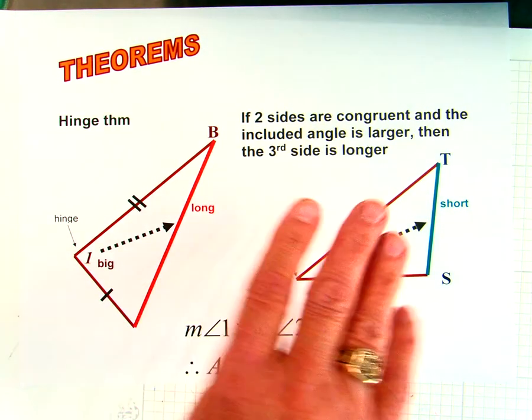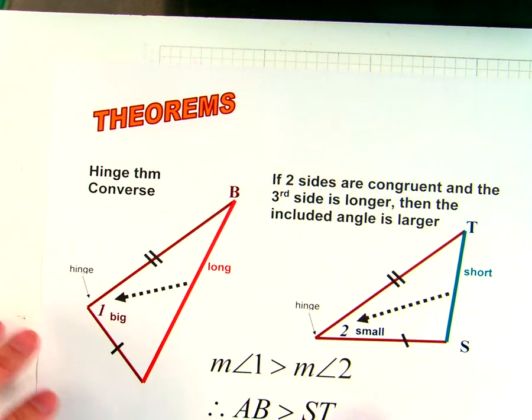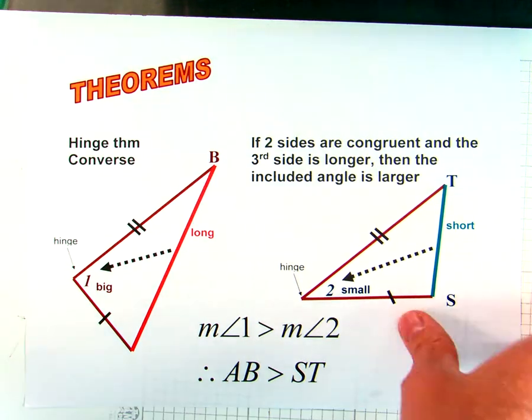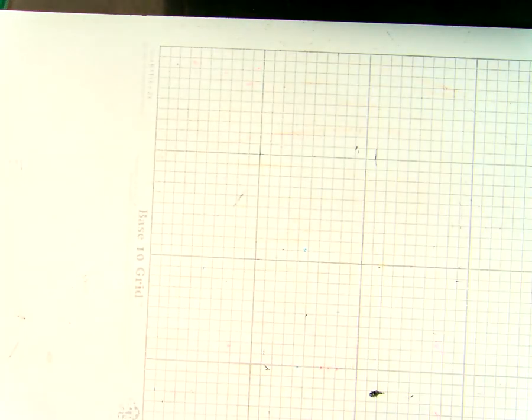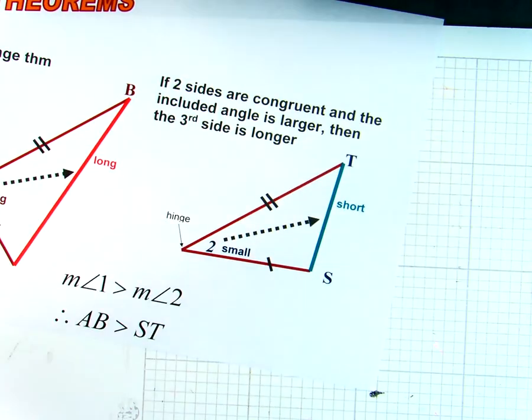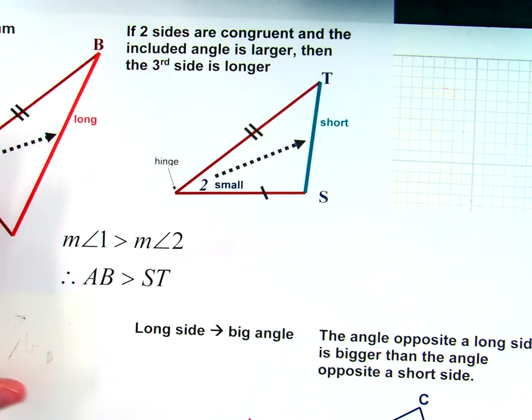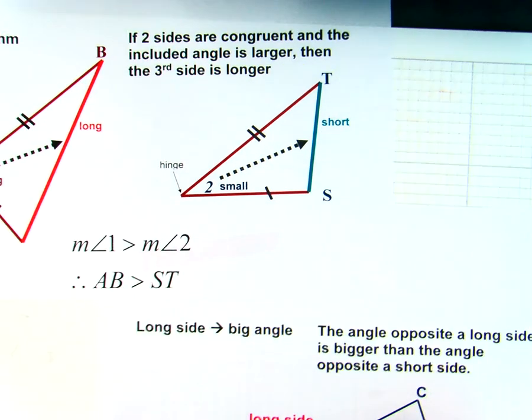Also, the hinge theorem converse. One goes from angles to sides, the other goes from sides to angles. Notice in using the hinge theorem, the difference between the previous theorem, the long side big angle, here's the long side big angle and the hinge.